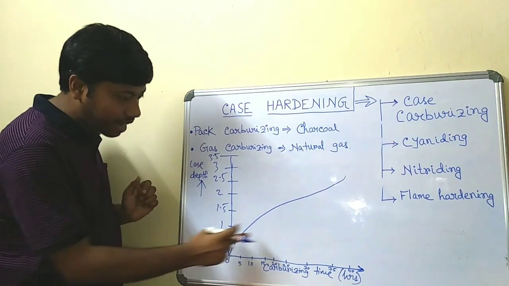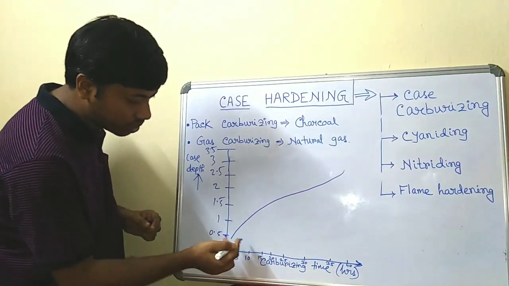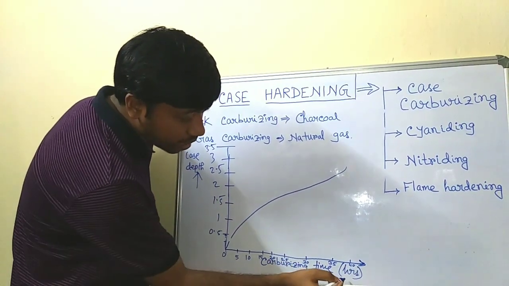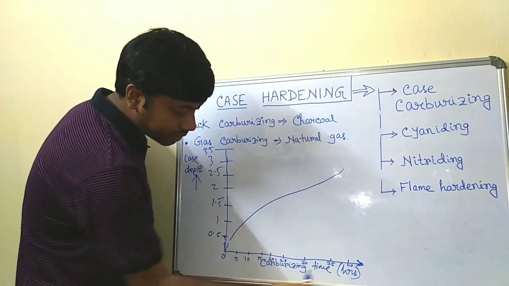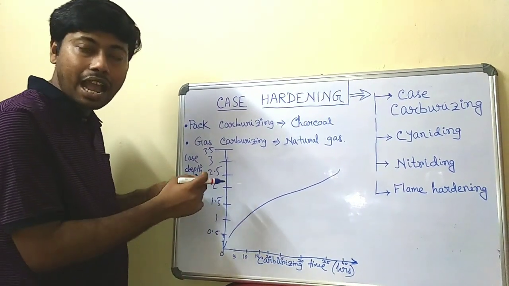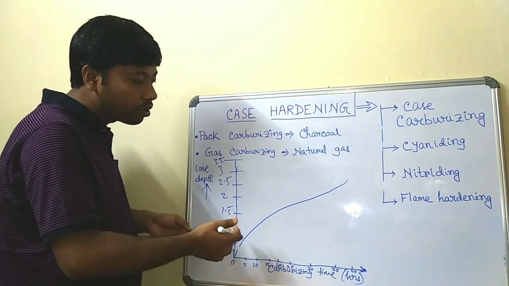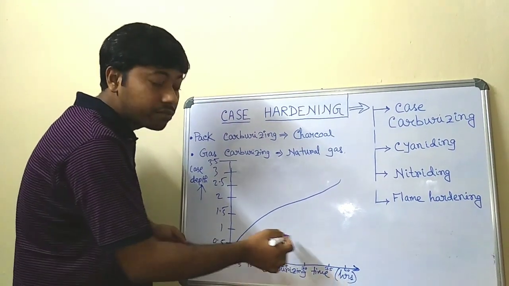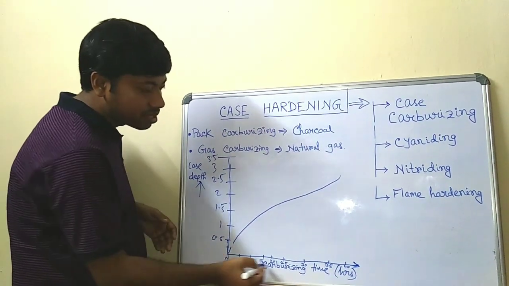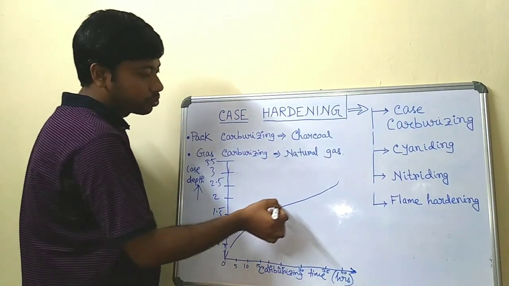Now, if you draw a diagram, as you know, depending on your case depth with carbonizing time, as you see in this diagram, the x-axis indicates the carbonizing time in hours. So from 0 to 40 hours like that, and in the y-axis, as you see, this is the case depth. So this case depth indicates the amount of carbon layer within the outer surface of the material. If you increase the carbonizing time, obviously the case depth is increasing. So in this plot you can see the carbonizing time and the case depth. As the time progresses, the case depth also progresses.